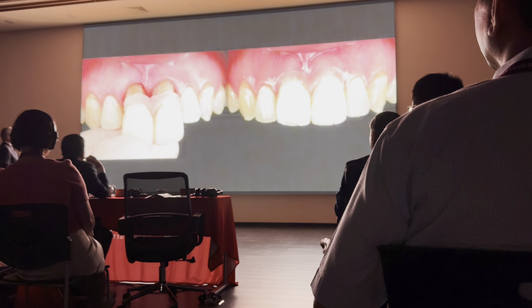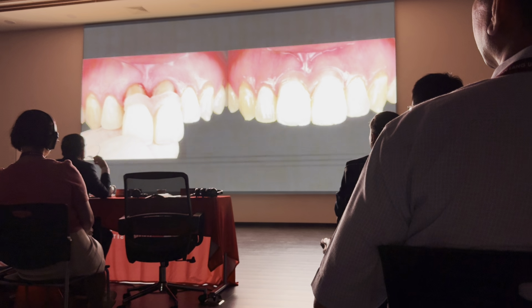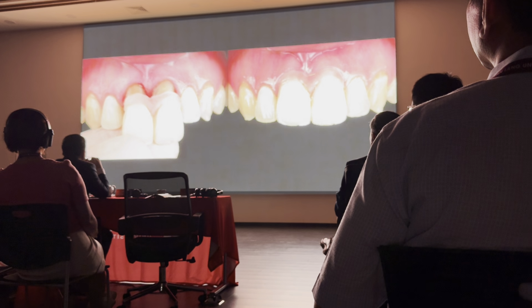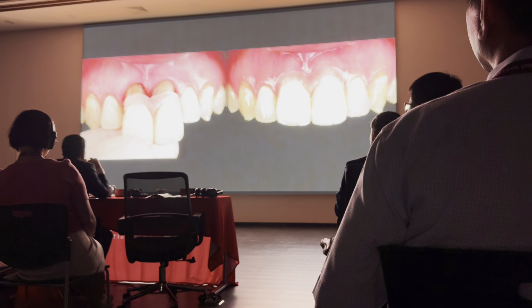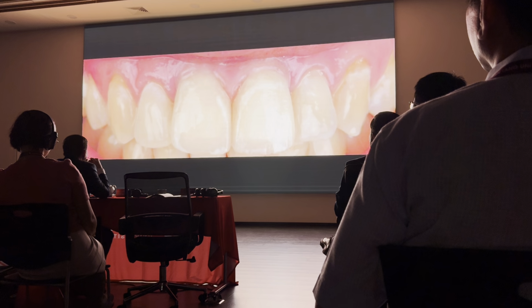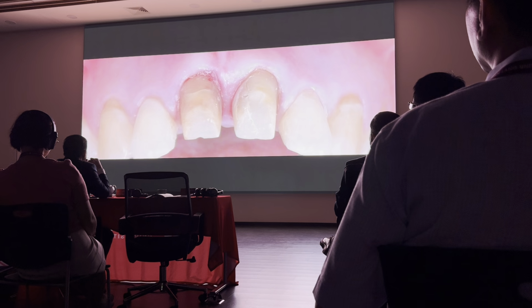So this is the provisional. I did a provisional with pink composite. To have an idea how long those teeth were going to be, if she liked it, and then decide how much I have to advance the soft tissue coronally, and how much I can thicken. So this is the situation, and this is the first connective tissue graft.